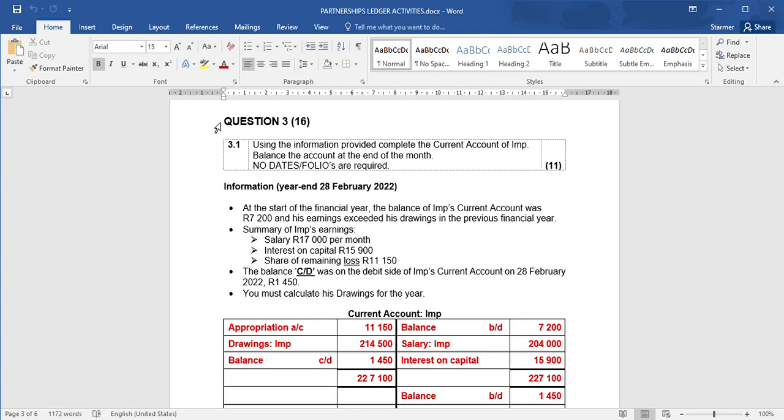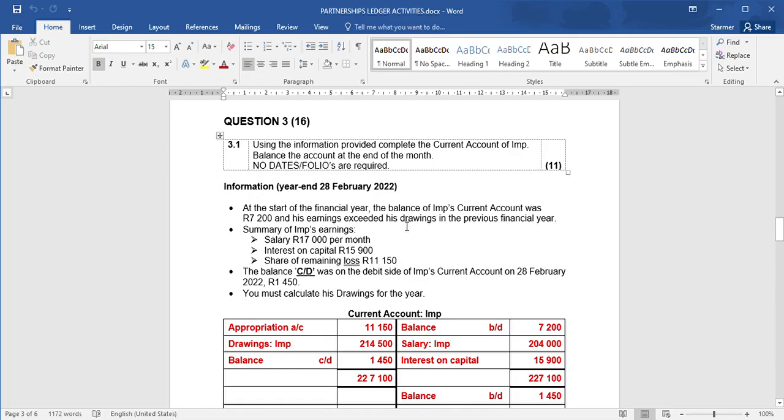This is an additional activity on partnership ledger accounts. The first question asks you to draw up the current account of IMP and to balance the account at the end of the month, and they do tell you that no dates or folios are required.